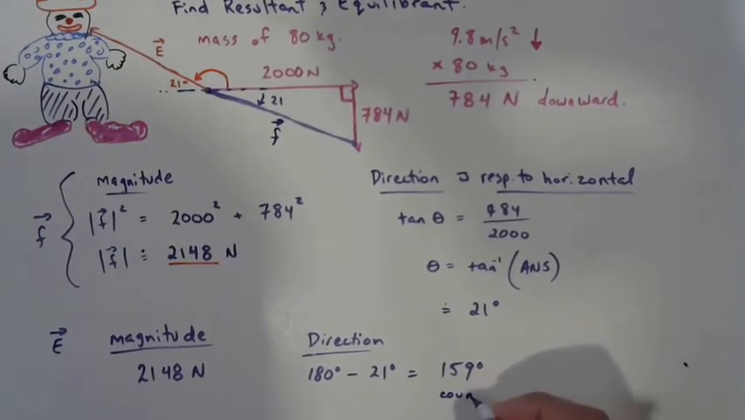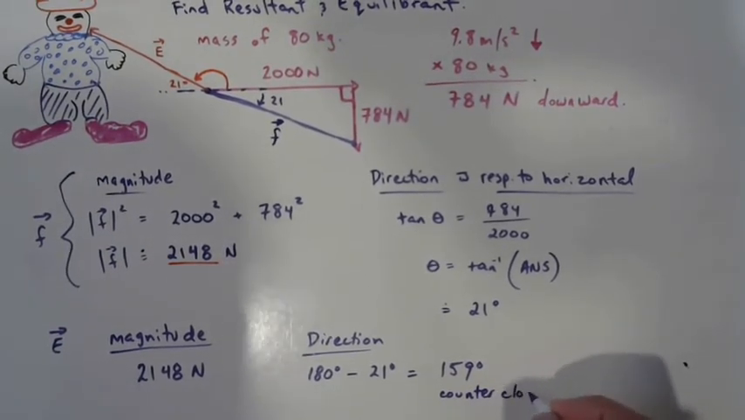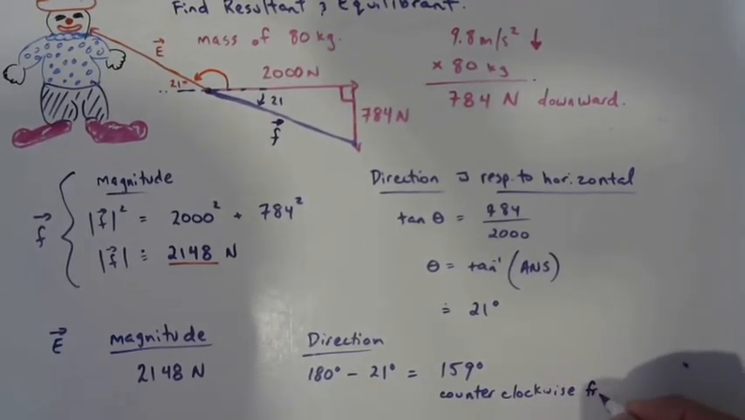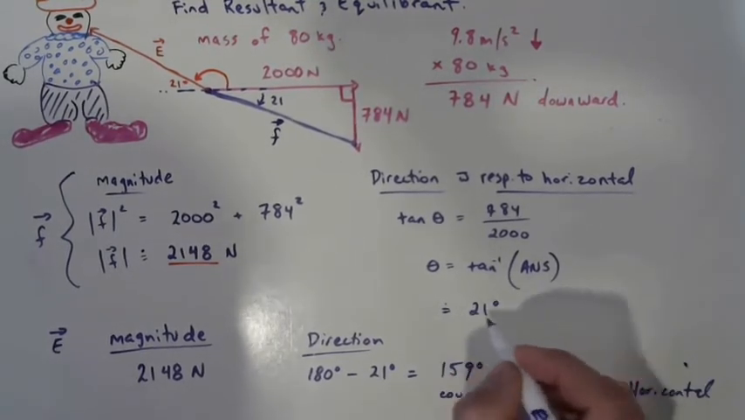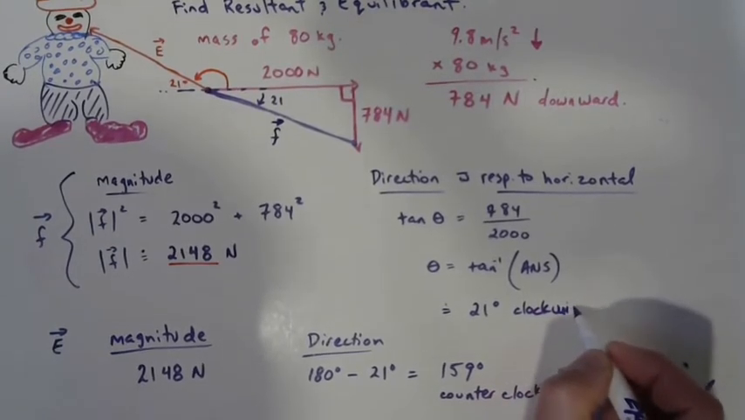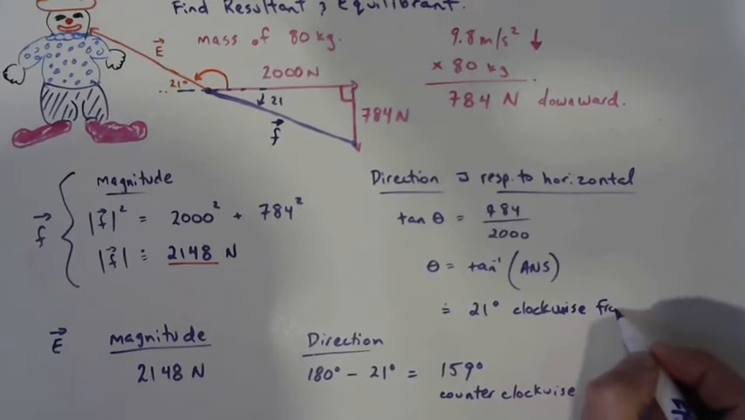and that is counterclockwise from horizontal. And up here we have 21 degrees. This is clockwise from the horizontal.